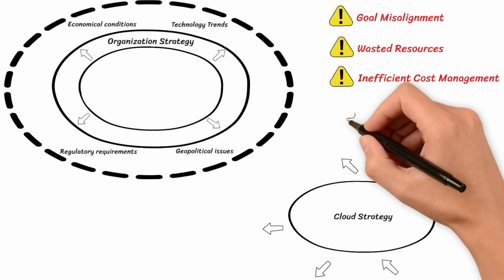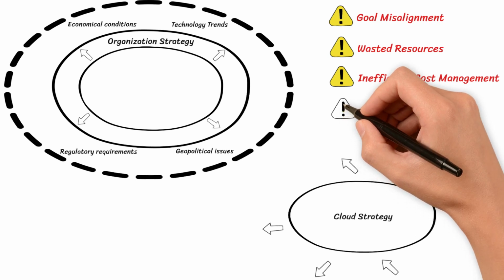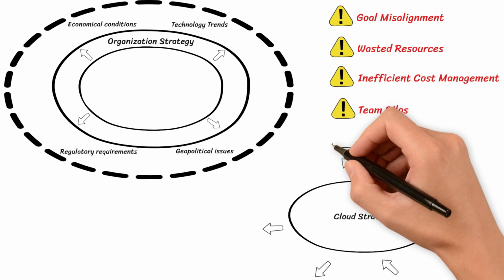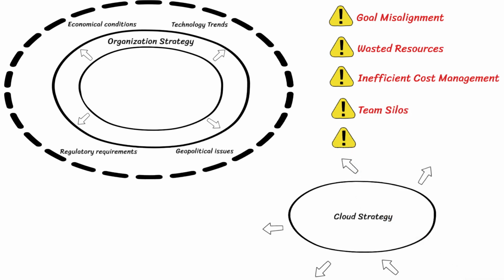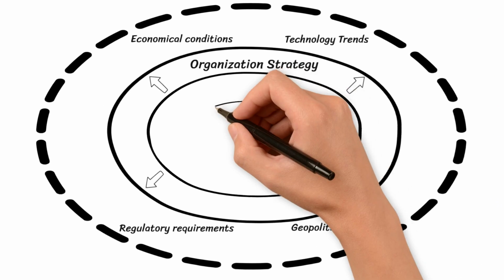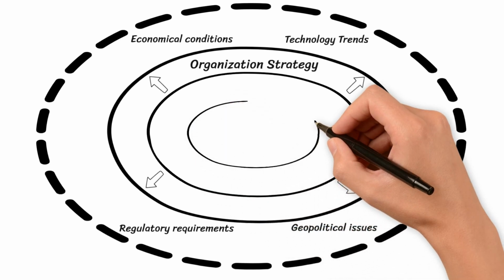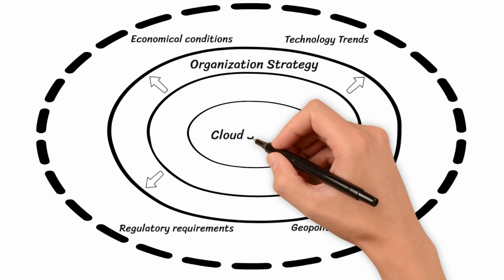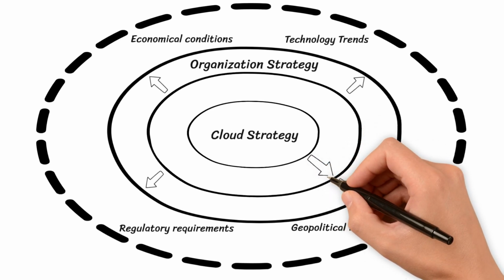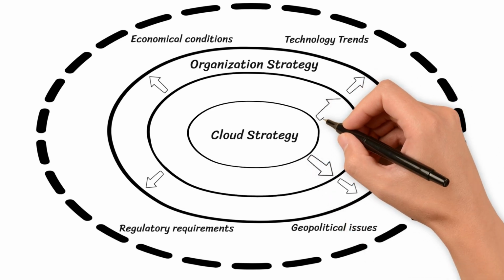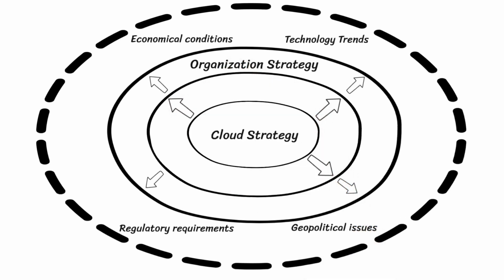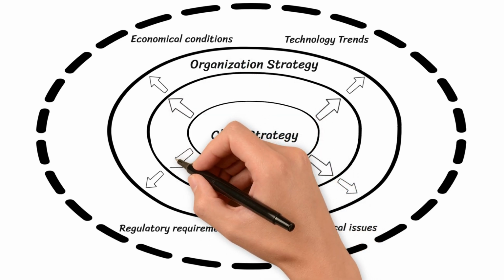Team silos. Without alignment, collaboration across teams is reduced, stalling innovation and efficiency. Poor integration. Solutions may lack compatibility with existing systems, making future scaling and maintenance more difficult. By maintaining this layered alignment, from cloud to IT to organization strategy, and considering the impact of external influences, every layer of strategy works together, setting the course for meaningful, unified progress toward our organization's goals.